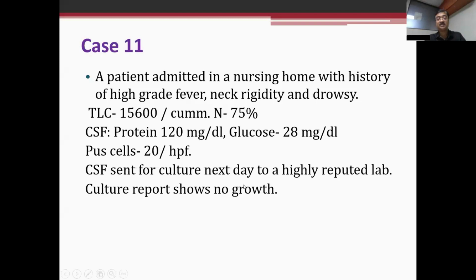The answer again is improper knowledge or improper training. The CSF was kept in a refrigerator. As the culture growth was of Haemophilus influenzae, which is thermosensitive, the bacteria died. So the very next day, when the CSF stored in the refrigerator was sent to the lab, the lab found nothing in culture. So this is also a very typical example. You should know how to preserve your samples also.